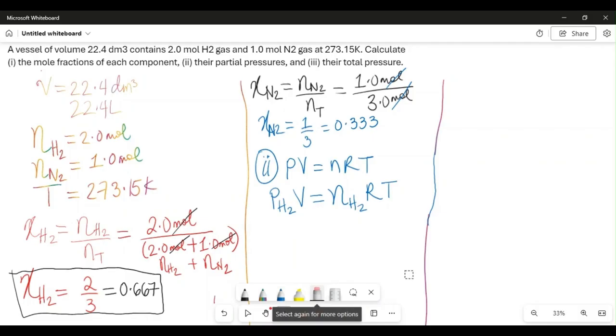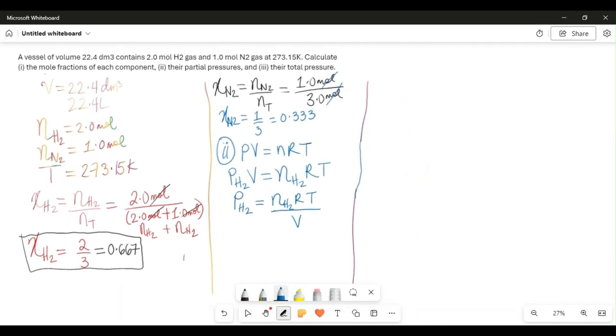The only things that can be different for each one of the gases in a mixture are the pressure and the number of moles. The volume, the gas constant, and the temperature will always be consistent. So I just wanted everyone to know that. Now we're asked to find the partial pressure. So the partial pressure equals nH2 RT divided by V.